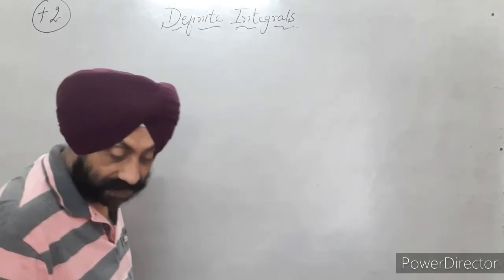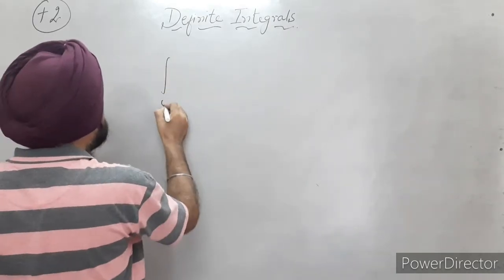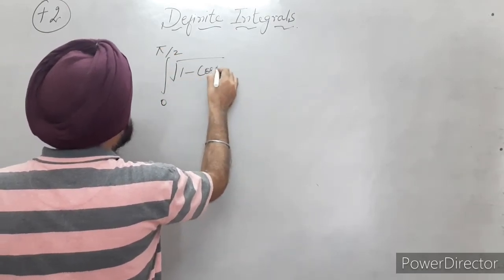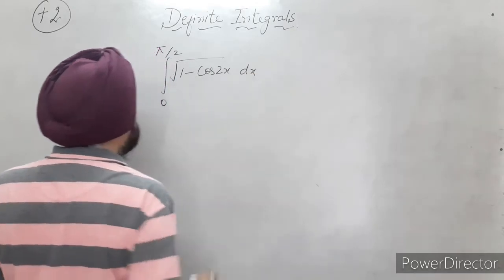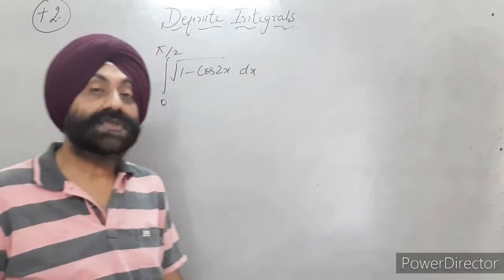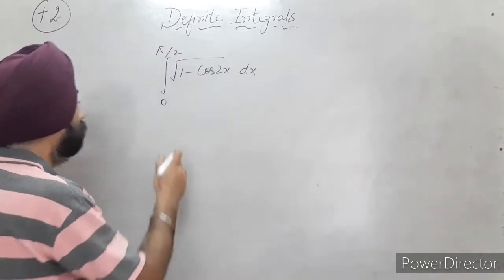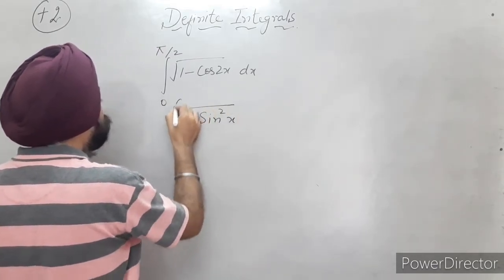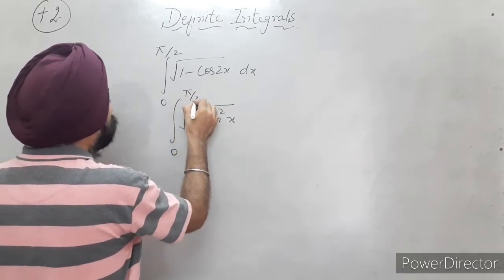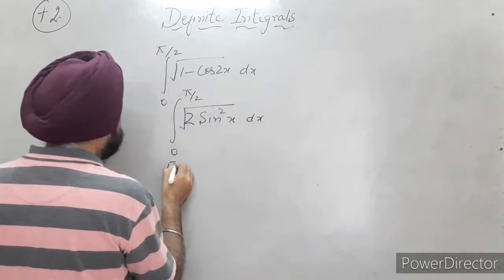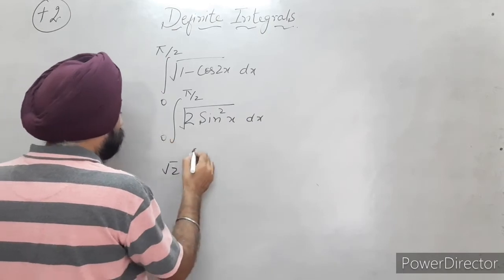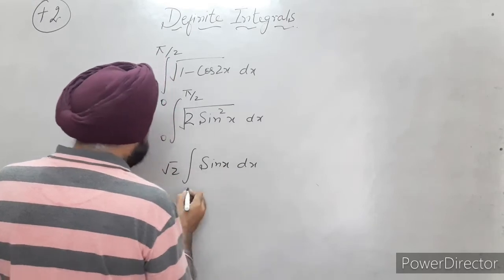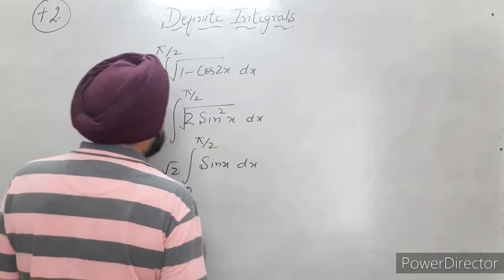Now for example, it is integral 0 to pi by 2 under root of 1 minus cos 2x dx. Now we know that 1 minus cos 2x is 2 sine square x. It is under the root 2 sine square x, 0 to pi by 2 dx. Under root 2 comes out here, right? It's integral sine x dx, 0 to pi by 2.